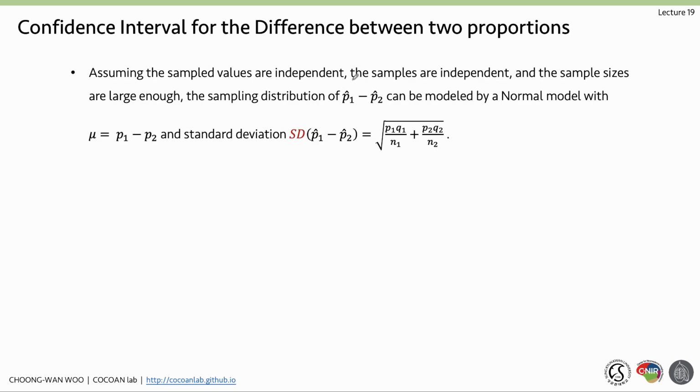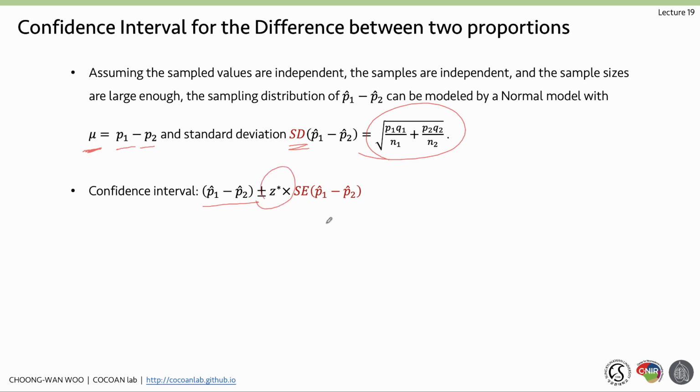Assuming the sampled values are independent and also the samples are independent and the sample sizes are large enough, the sampling distribution of p hat 1 minus p hat 2 can be modeled by a normal model with mu, where mu is p1 minus p2, and standard deviation is the standard deviation of the difference of two groups, as we just saw in the previous slide. And the confidence interval should be the sample difference plus or minus critical value times margin of error. Here margin of error should be standard error. And here standard error is when we replace these population parameters with the sample statistics.